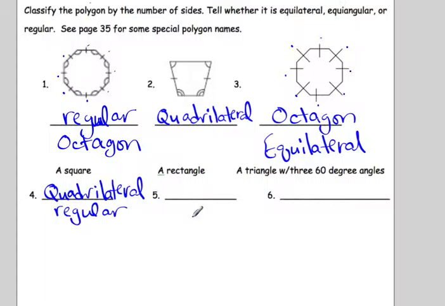Number 5 is a quadrilateral again. Because rectangles have 4 sides and rectangles have 4 right angles, therefore it's equiangular.